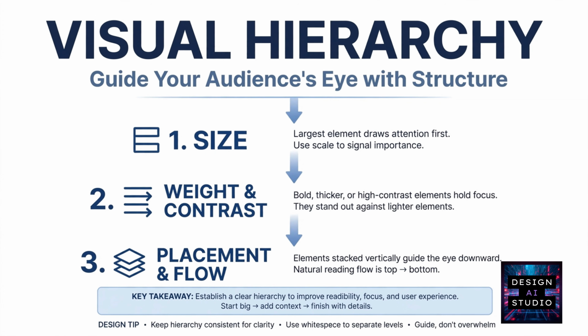Hierarchy tells the viewer where to look first. Think of it like a roadmap. The most important element should stand out the most. Then comes the secondary information. For example, a headline should be larger than body text, guiding the viewer step by step.